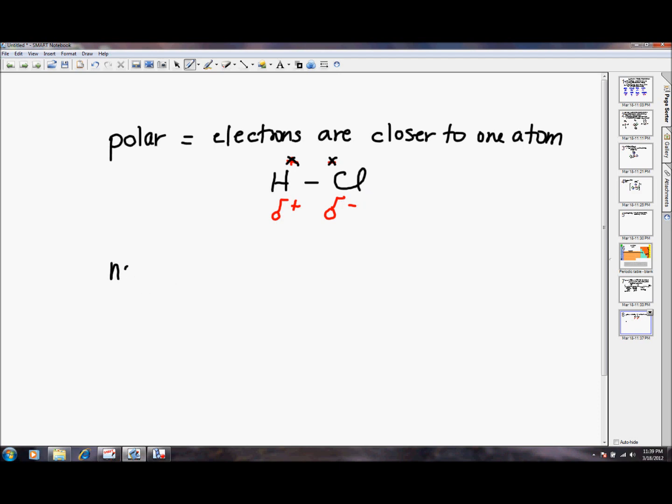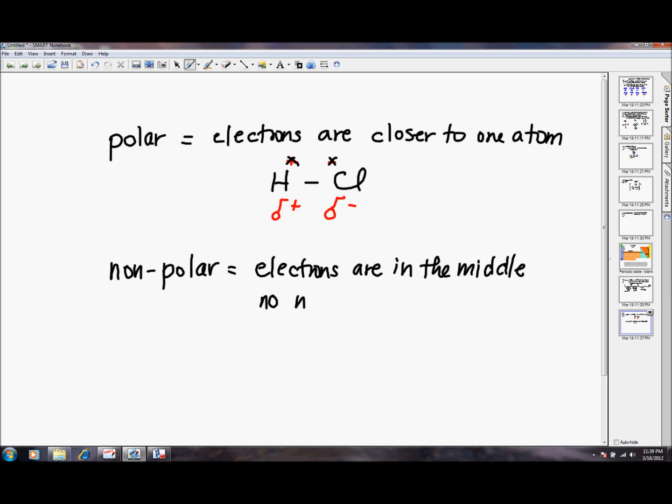Okay. So what does nonpolar mean? Nonpolar means that the electrons are pretty much equally shared in the middle, so there's no negative or positive end to the bond. So that's what I mean by poles. Okay, polar, just like there's a north and a south pole, there's a positive pole and a negative pole. Nonpolar, there's no negative or positive end.